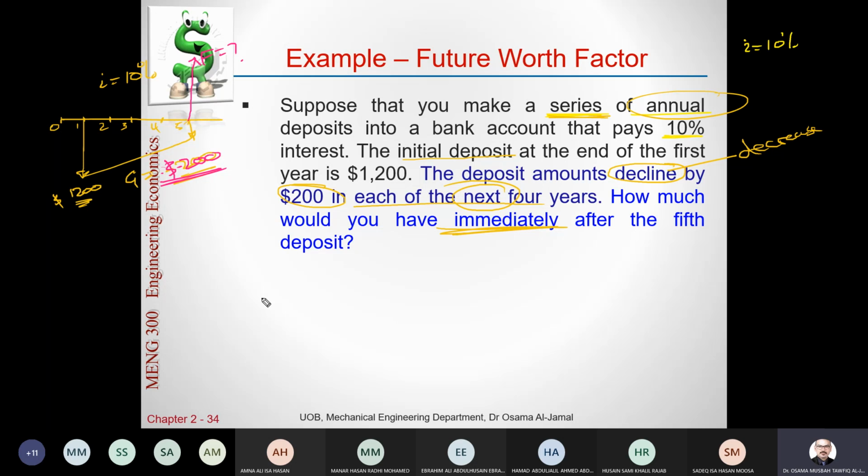So to find the F, we have two calculations. The first one is for the base annuity. That base annuity is always starting from where? Starting from the first cash flow, 1,200. To find what? We want to find the F, given annuity, 10%. How much is N here?